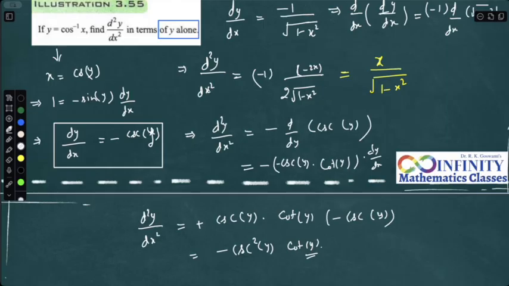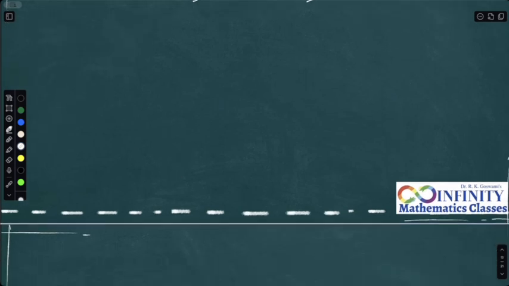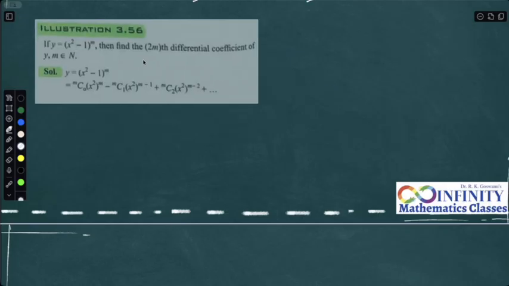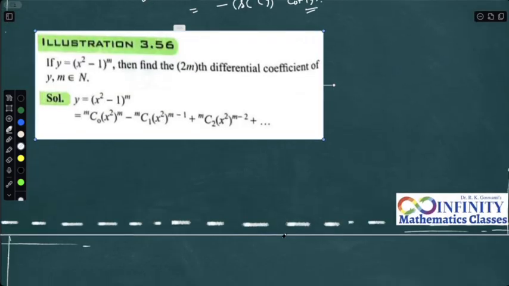So after this, there are some questions. You can just give it a try. Look at the question. Let's see. y equals x square minus 1 power m. Then the 2mth differential coefficient of y, the 2mth derivative, you need to find out. Are you getting the point?